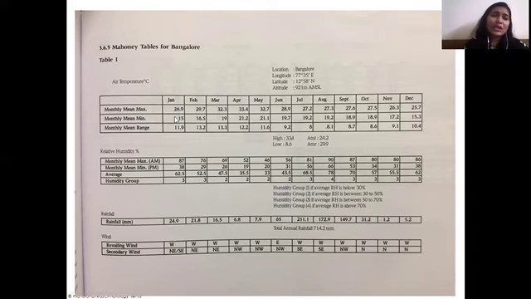So in January the average maximum temperature was 26.9 for the location of Bangalore, and the lowest average temperature was 15 degrees Celsius, and the difference comes precisely to 11.9 centigrade. So likewise you plot the data for every month.